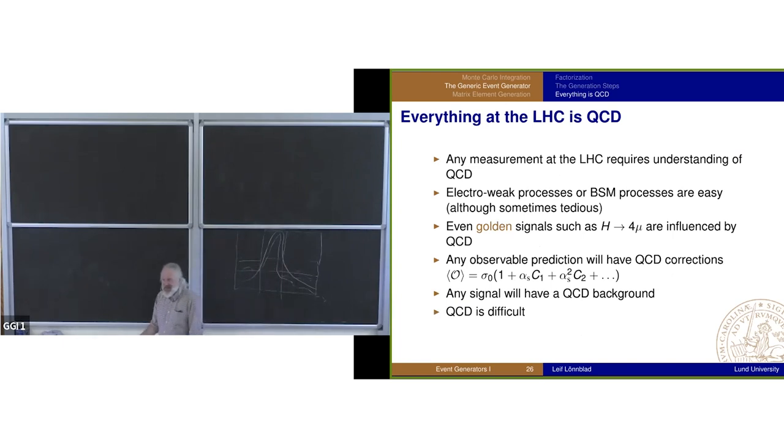So any measurement at the LHC requires that you understand QCD. Even if you're looking at a BSM process or electroweak process, which is often easy to generate because you can ignore things like showers and hadronization, almost all observables are influenced by QCD. Even golden signals like the Higgs going to 4 muons via off-shell Z's. The pT of the Higgs will be completely determined by QCD, because the incoming partons creating it will have some pT. So you need to understand what's going on there.